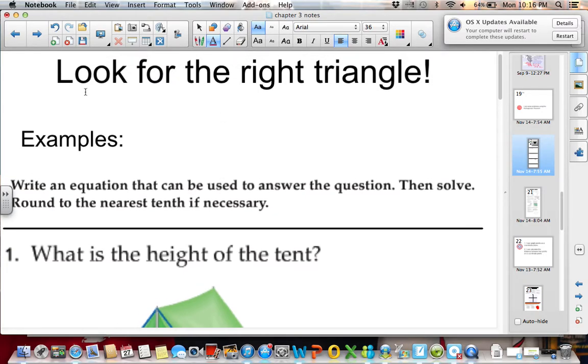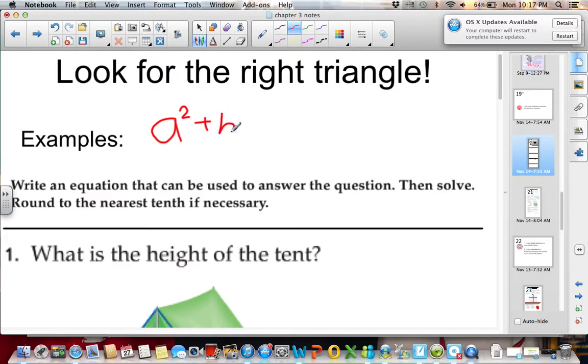As we are reading our word problems and using our illustrations to solve them, one thing to always remember is we need to look for the right triangle, because remember, the Pythagorean theorem only works on right triangles, okay? And also, hopefully you're thinking of this in your sleep, because we've said it so many times, that a squared plus b squared equals c squared.